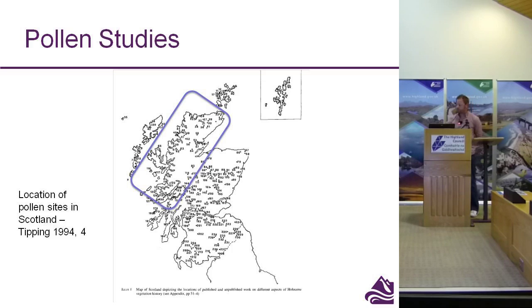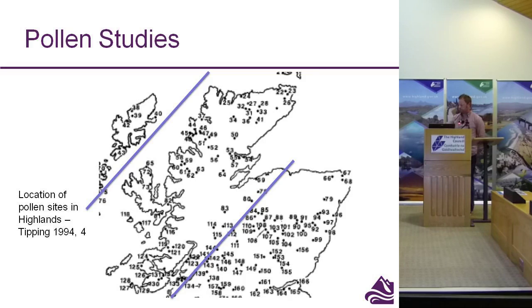So this is in 94. This was all the pollen sites in Scotland. There's the Highland region that we'll be looking at.